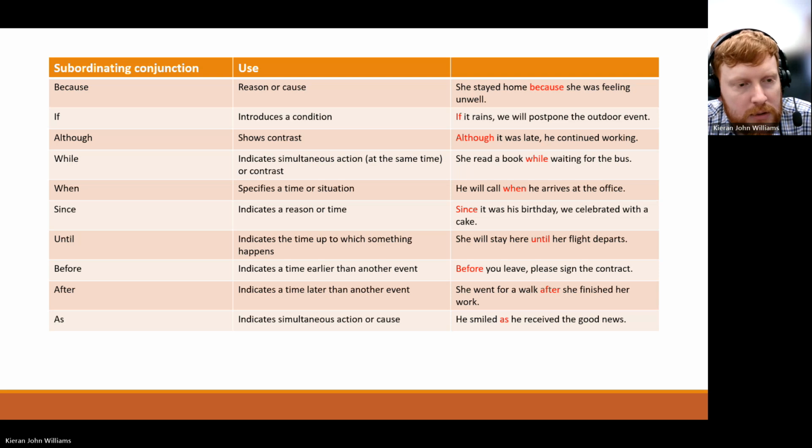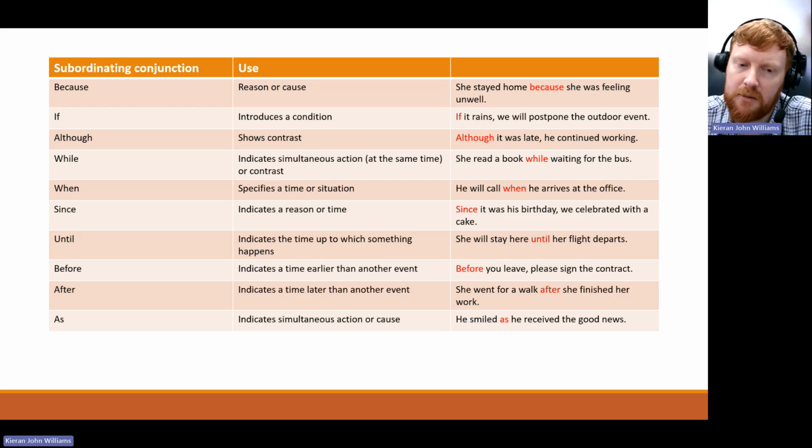The next one, since, can have two functions as well. Since can tell you the starting time that something happened, but it can also talk about a reason for doing something. In the sentence, it says, since it was his birthday, we celebrated with a cake. So this is a reason. Why did you celebrate? It was his birthday. Again, it's similar to because. So you could even say, because it was his birthday, we celebrated with a cake.